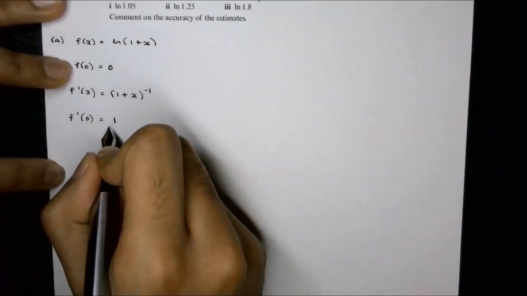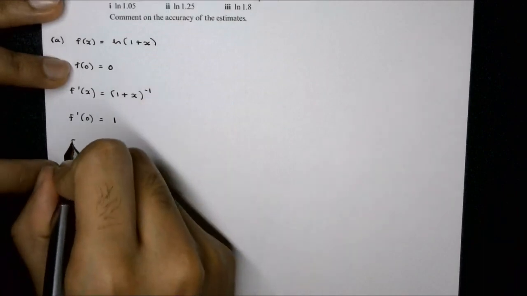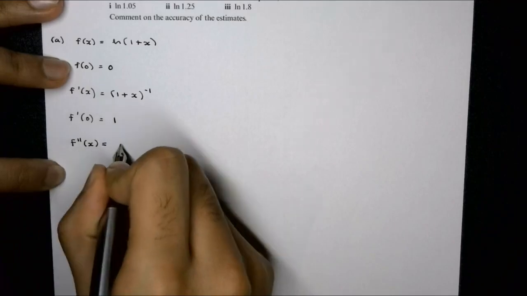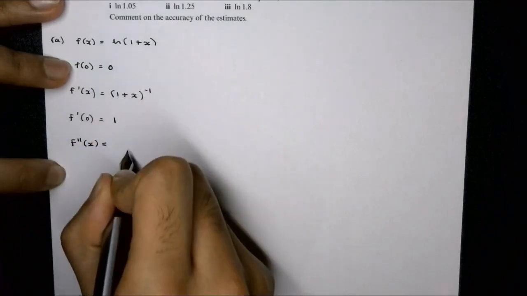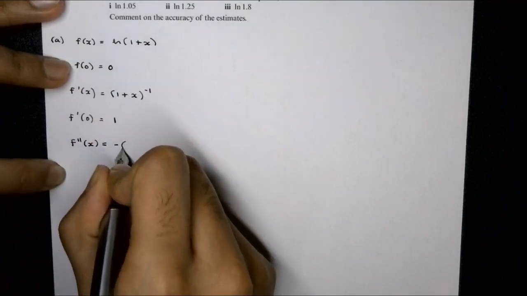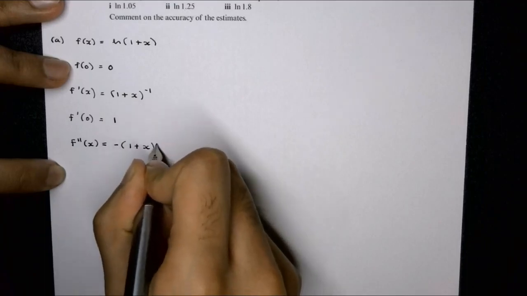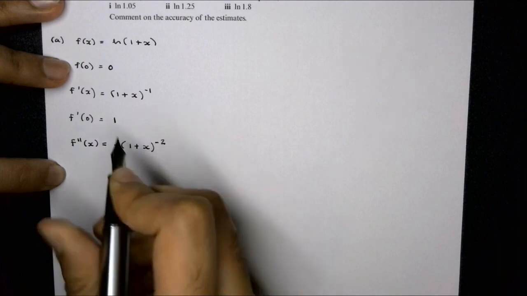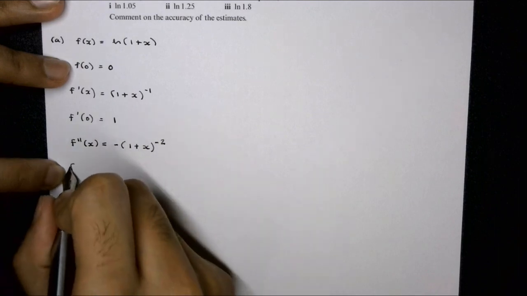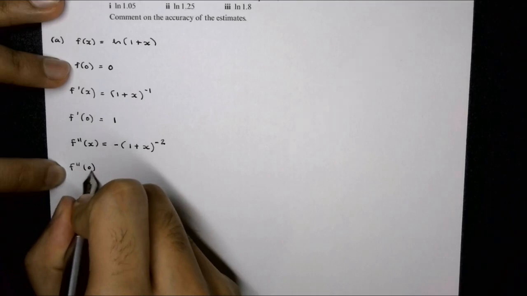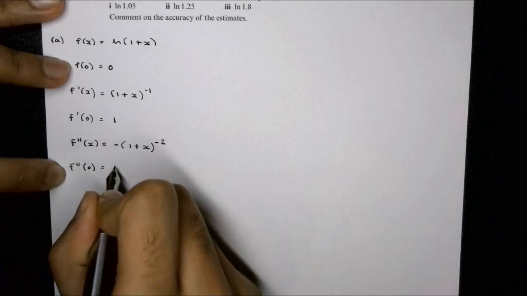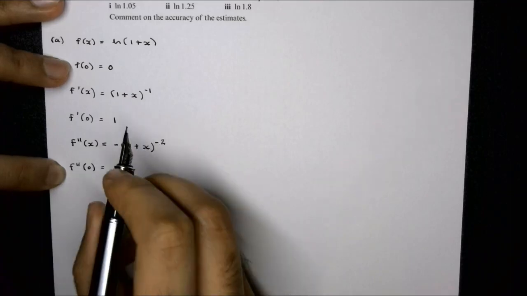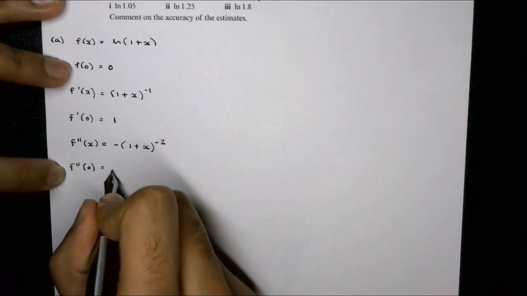If we work out the next derivative, f double dash of x, you'd find here, if we differentiate this result, we'll end up with minus 1 plus x to the power of minus 2. And now if we work out f double dash of 0, you can see here we get minus and then 1 to the minus 2, so that will be minus 1.